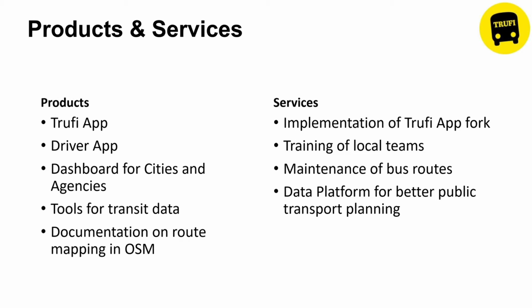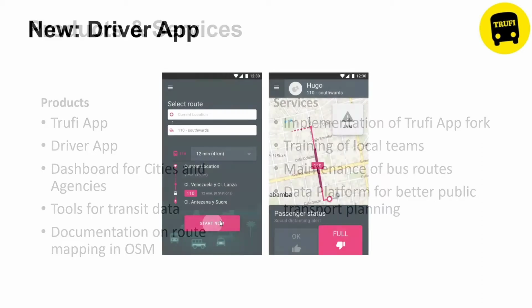This is done with ground truth data, sort of. People can enable tracking if they say a line is missing or it's wrong, and we collect these GPS snippets. And if we have enough GPS snippets for a line, we use this data and adapt OpenStreetMap bus lines. Another service is a data platform for better public transport planning for cities.